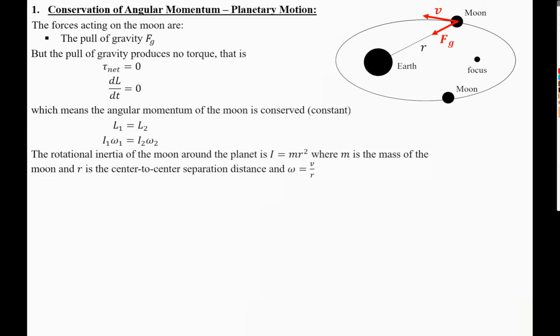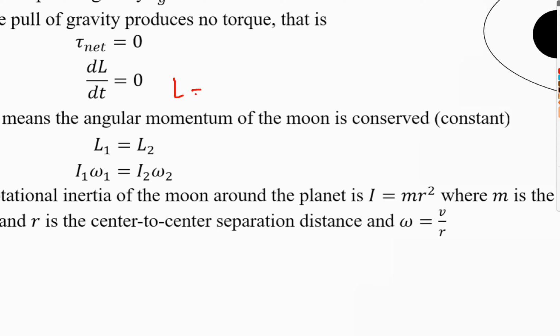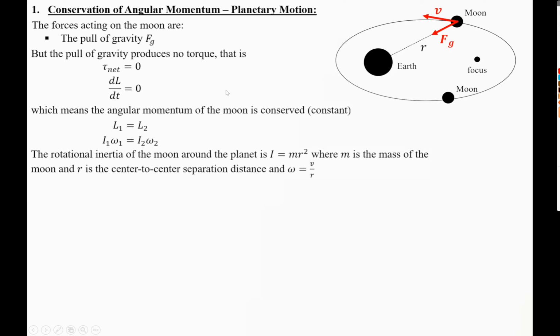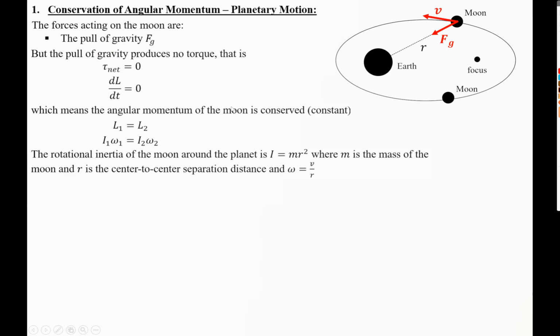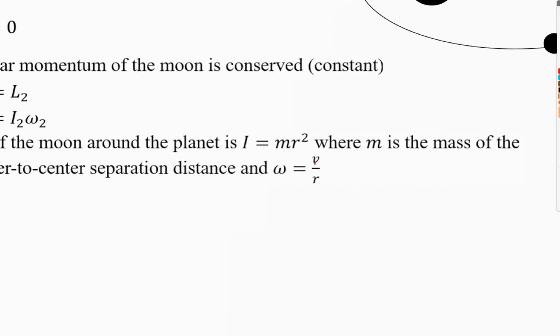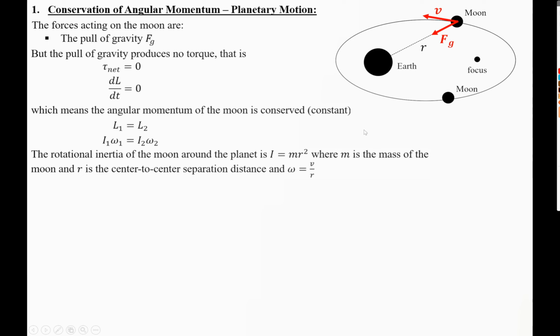Now, remember, the angular momentum is given by I multiplied by omega, in which I is the rotational inertia and omega is the angular speed or velocity. The rotational inertia of the Moon around the planet is given by m r squared. Now, the Moon is considered to be a particle in comparison with the Earth. And we know that the rotational inertia of a particle about a certain axis is given by m r squared, where m is the mass of the Moon and r is the center-to-center separation distance, and we know that omega is equal to v over r, where v is the speed of the Moon orbiting the Earth.